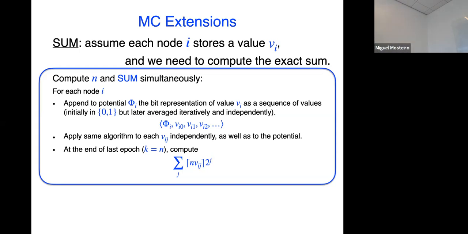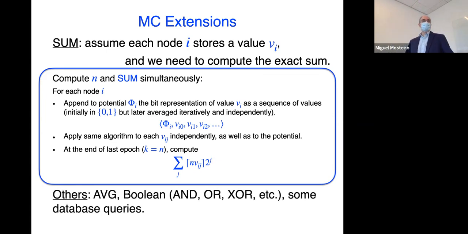After completing the computation of n, using the potential as a method, nodes can just compute the sum by this formula, which we show is the actual sum, the exact sum. And this can be extended, once we have n and the sum, to the average. It can be extended to Boolean functions on bits, right? AND, OR, XOR and so on. Some database queries, linear synopsis, and others. Same algorithm with some modifications.